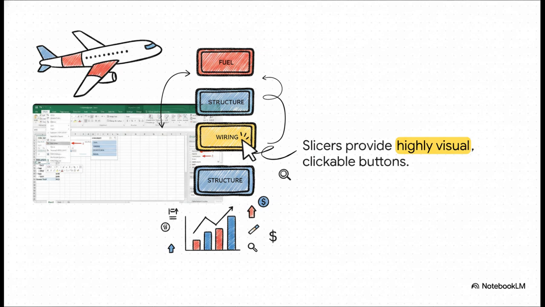Want to know the total fuel sales for February 2017? You just click the fuel button on your slicer. The entire pivot table instantly filters the data to answer your complex question. You don't have to touch a single, complicated formula.